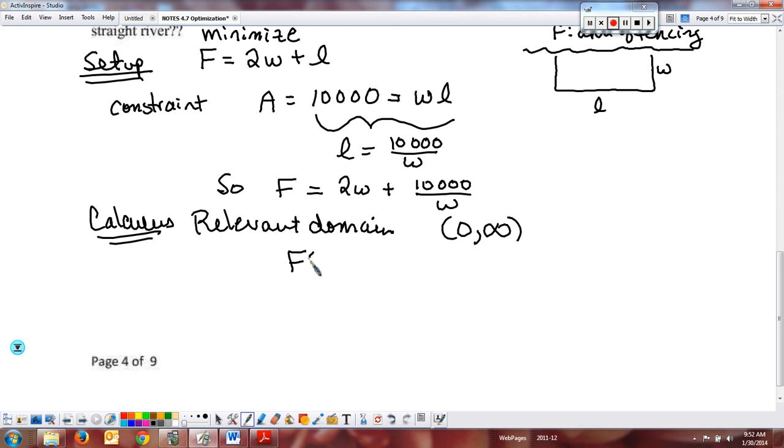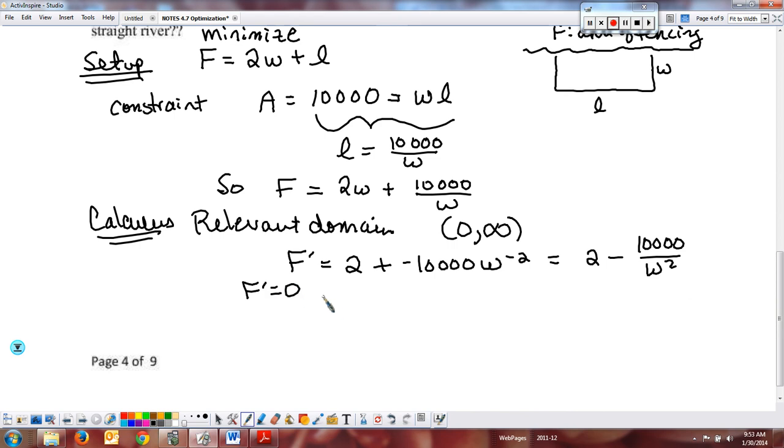Our derivative is a little bit more complicated than the previous ones, but not much. We would have 2 plus our negative 10,000 W to the negative 2. I'm going to go ahead and rewrite it into a fraction form, getting ready to find my critical values. For this problem, I'm probably going to go with the modified first derivative test, as opposed to the second, but we'll see what happens here.